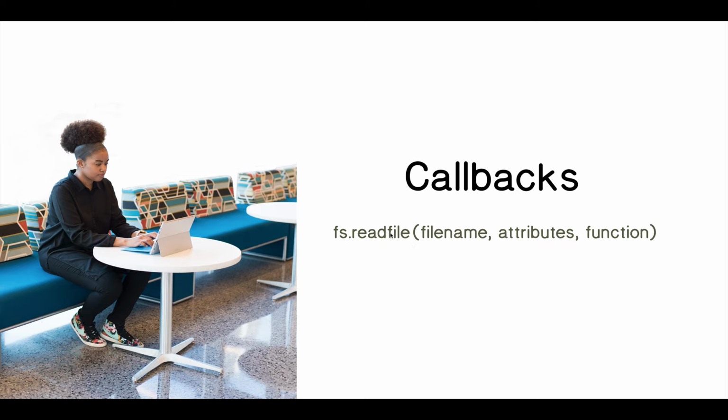This function read file in JavaScript takes as arguments a file name, the attributes, so is it a UTF-8 file or what other attributes we have, and then a function. So once it finishes reading, it'll execute that function. Again, that's the definition of a callback function. So let's take a look at how that works.